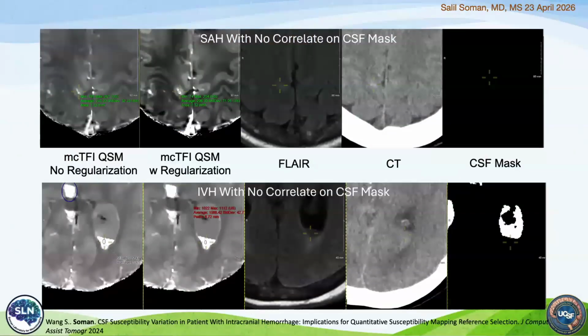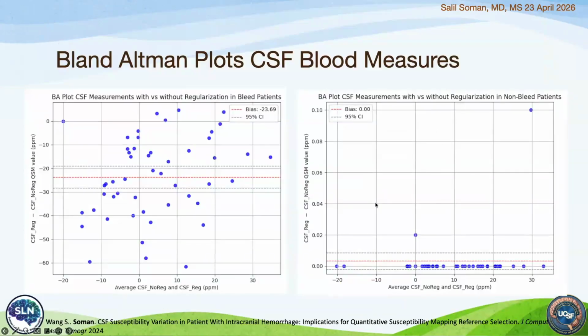But what we did is we had a bunch of patients where we had the multi-echo GRE data, and then we were able to make these QSM images without regularization and then with. And we used the FLAIR images to show us areas that we thought were blood-containing CSF versus not. And we used the CT when we could also. We also had the CSF mask, because most modern QSM methods will use some kind of mask for CSF to try and get that background value that you're going to use to regularize. And what we found was that in people who had no blood, the Bland-Altman plots were pretty tight between the regularized versus not regularized. But if they had blood, you're all across the board, right?